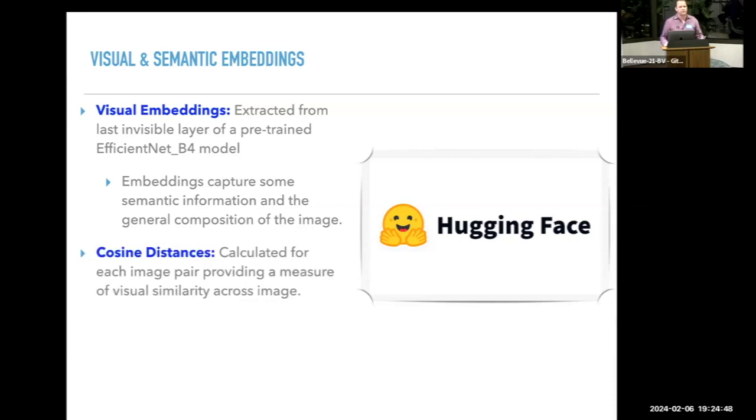And then from that, we're just using a cosine similarity metric, so that you can see, on a scale of 0 to 1, how similar any two images in the database are to each other in terms of that visual composition.